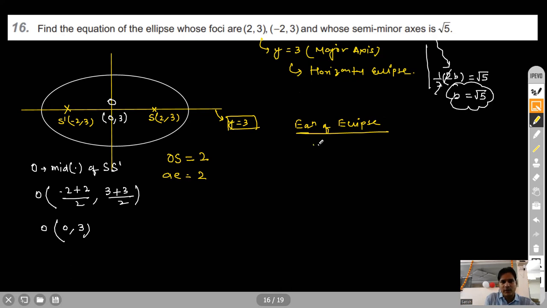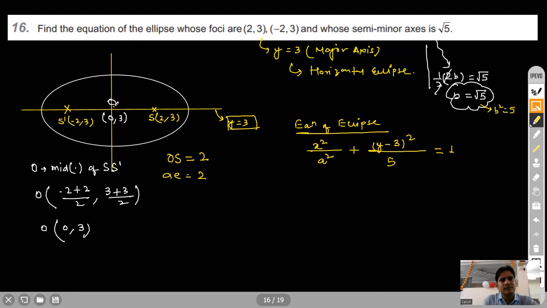So (x minus 0) whole square, that will be x square upon a square. I don't know the value of a till now. Now, what will be the y coordinate of the center? It is 3, so we write (y minus 3) whole square upon b square. We know b square is equal to 5, it is given in the question itself. So (y minus 3) whole square upon 5 is equal to 1. The only thing where we are stuck is a. So how to find the value of a?